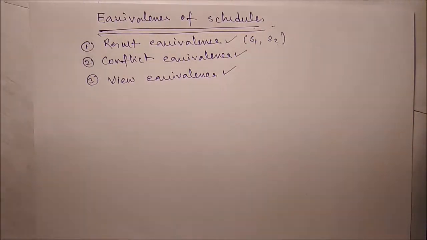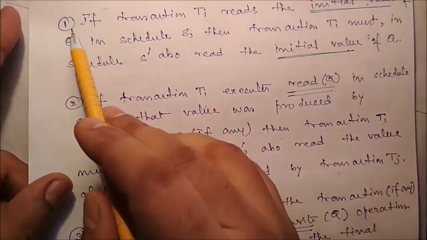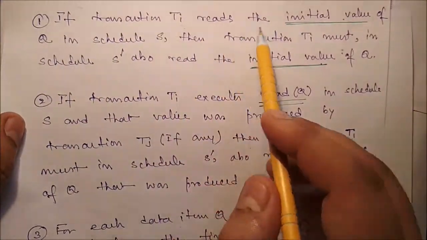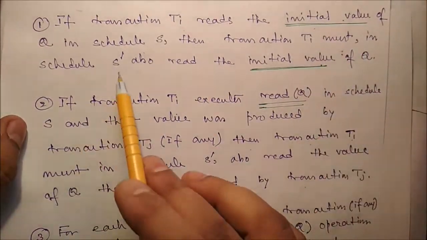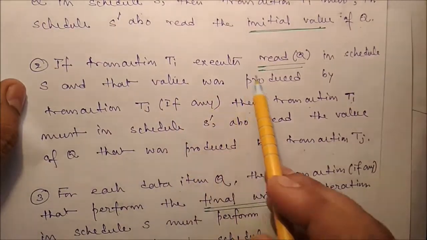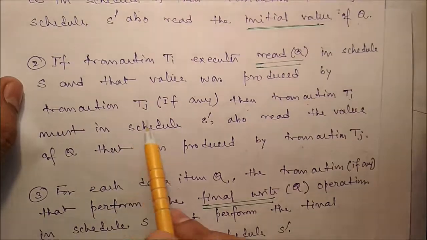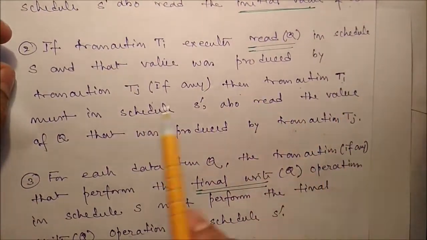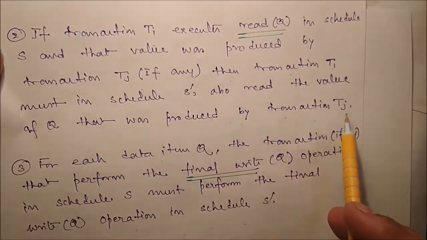Already you know, a given pair of schedules S and S dash are view equivalent if the following three conditions are met. So first condition: if transaction Ti reads the initial value of Q in schedule S, then transaction Ti must in schedule S dash also read the initial value of Q. Second condition: if transaction Ti reads Q in schedule S and that value was produced by transaction Tj, if any, then transaction Ti must in schedule S dash also read the value of Q that was produced by transaction Tj.